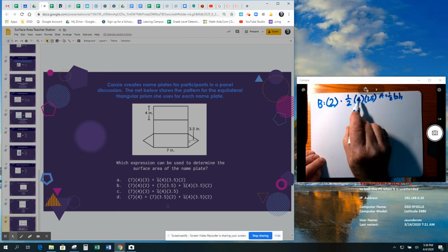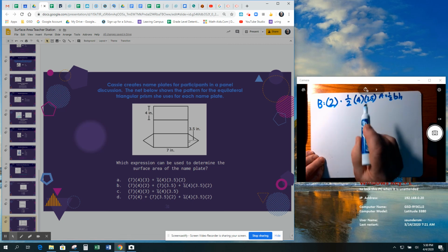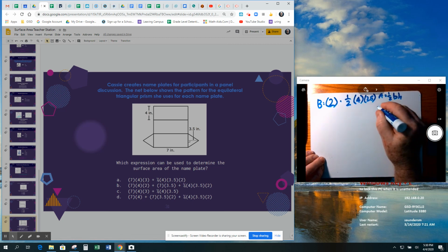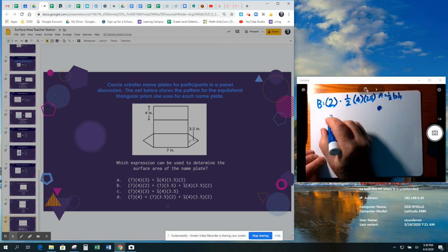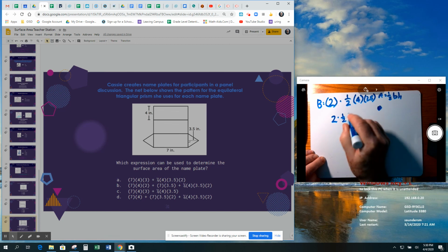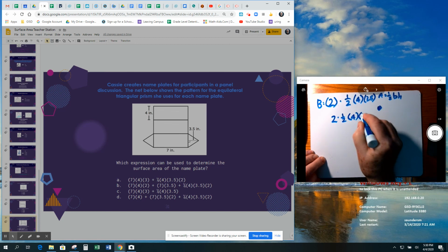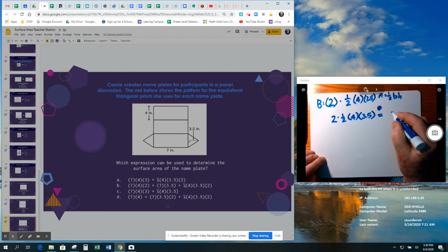So that leaves me with 4 times 3.5. So 4 times 3 is 12 times 1/2 plus 1/2 of 4 is 14. So that's going to give me, oh, I don't need to solve it. I just need to know it's 2 times 1/2 times 4 times 3.5. And that's the same as saying 2 times 1/2 is 1, or 4 times 3.5.